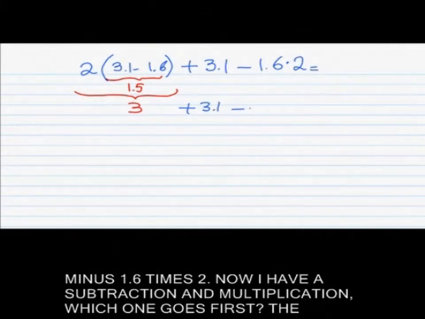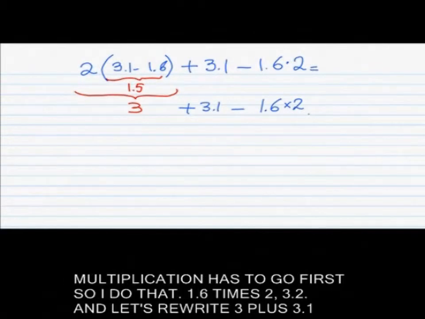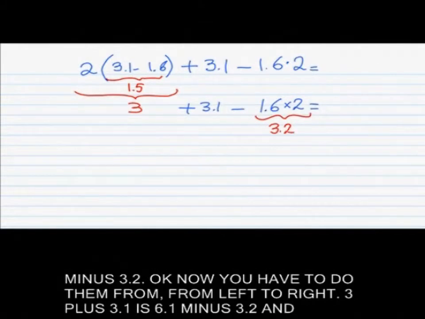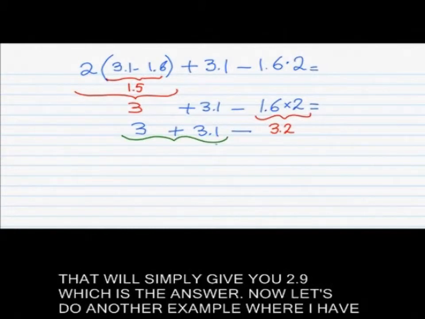Now I have a subtraction and multiplication. Which one goes first? The multiplication has to go first. So I do that. 1.6 times 2, 3.2. And let's rewrite 3 plus 3.1 minus 3.2. Okay, now you have to do that from left to right. 3 plus 3.1 is 6.1 minus 3.2, and that will simply give you 2.9, which is the answer.